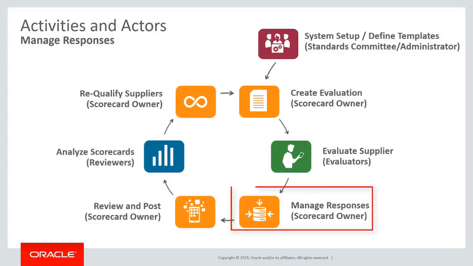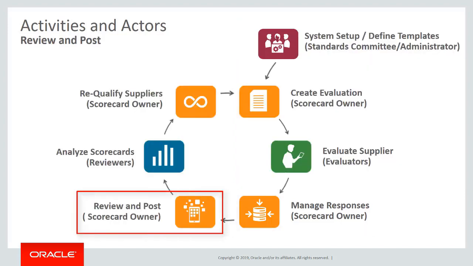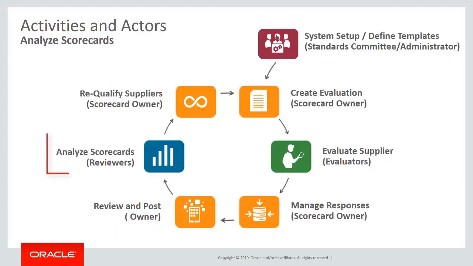The Scorecard owner uses the Manage Evaluations page to monitor progress. In this step, the Scorecard owner monitors responses, sends out reminders, and applies KPIs if there are any objective questions on the Scorecard evaluation. The Scorecard owner continues to manage responses and reviews submitted evaluation scores. When the Scorecard owner deems the evaluation complete, the evaluation is posted, which means no further changes can be made. After the evaluation is posted, the results are available for review.